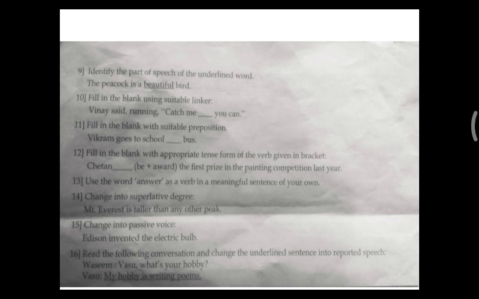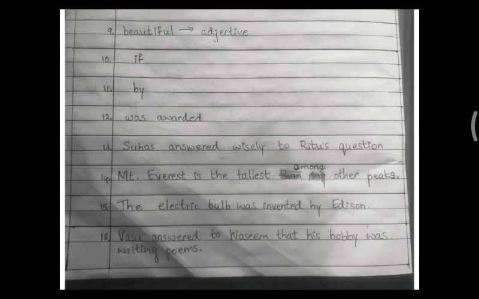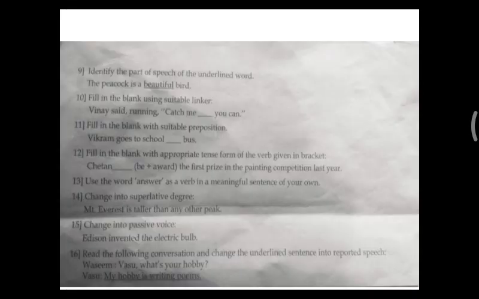Now, Edison invented the electric bulb. So here the passive voice will be: the electric bulb was invented by Edison. The electric bulb was invented by Edison. Here, what we do is interchange these words. Edison was first, we put Edison in the last, and the electric bulb was at the last, so electric bulb comes first.